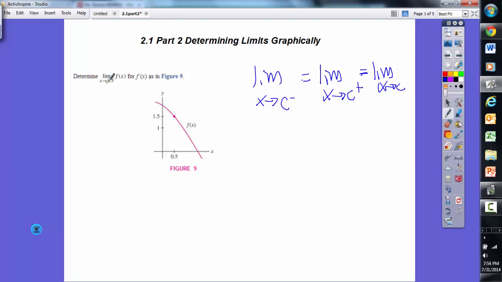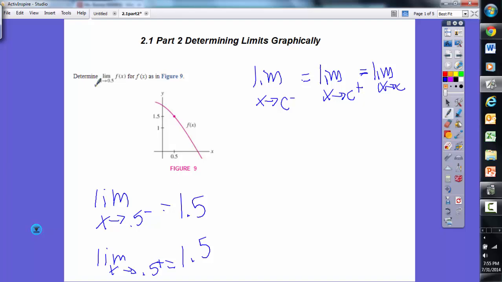Okay. So we want to know the limit as x approaches 0.5. First we're going to go from the left. We start our pencil over on the left and we trace the graph, and we see that as x gets closer and closer to 0.5, the answer is 1.5. So the limit as x approaches 0.5 from the left is 1.5, and from the left we use a little minus sign there. Then the limit as x approaches 0.5 from the right means we start on the right and we start tracing the graph and we get closer and closer to 1.5. So therefore, the limit as x approaches 0.5, since it's equal from the left and from the right, is 1.5.